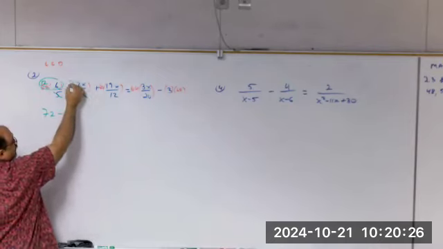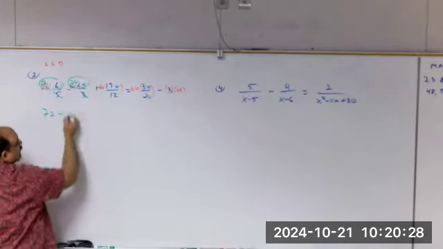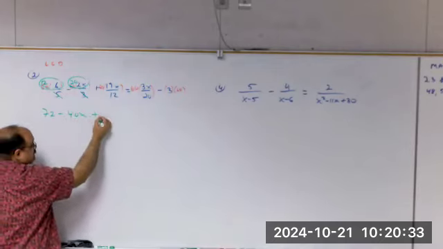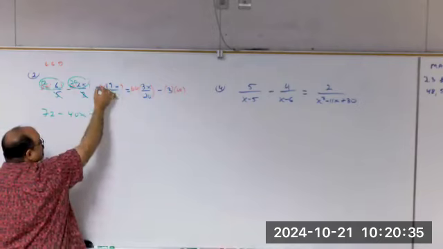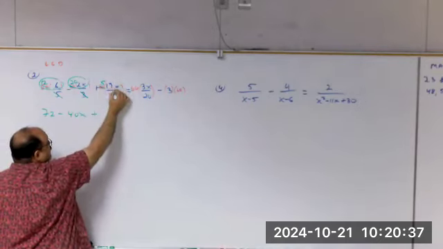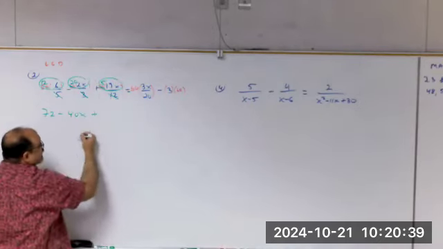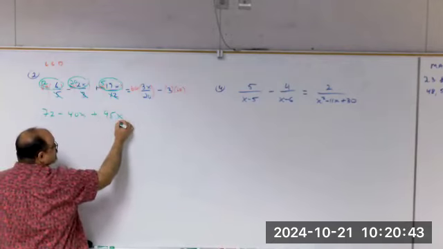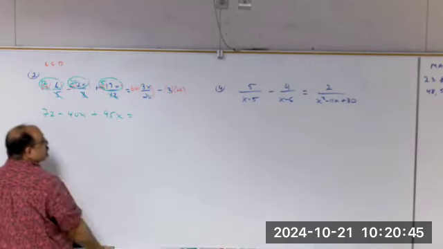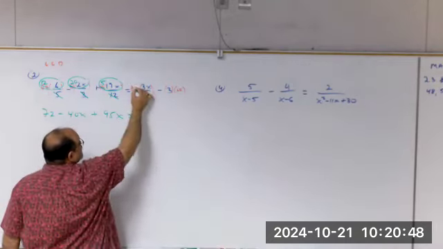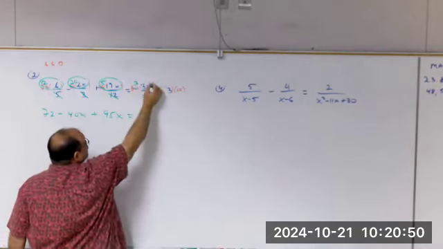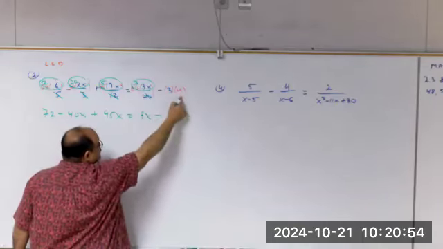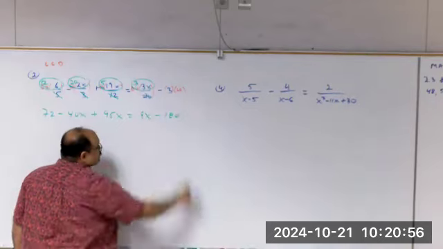3 goes into 60 20 times. 20 times 2x is 40x. Plus 12 goes into 60 5 times. 5 times 19x is 95x. Equals 20 goes into 60 3 times. 3 times 3x is 9x. Minus 3 times 60 is 180.